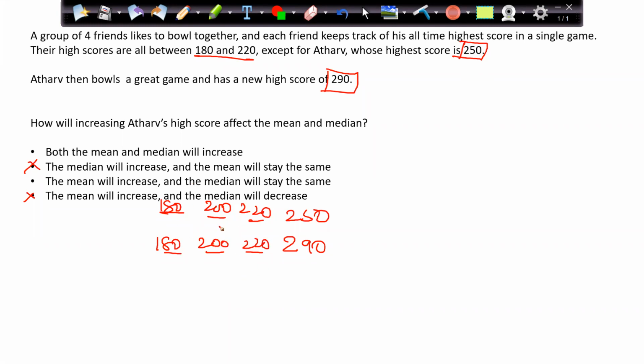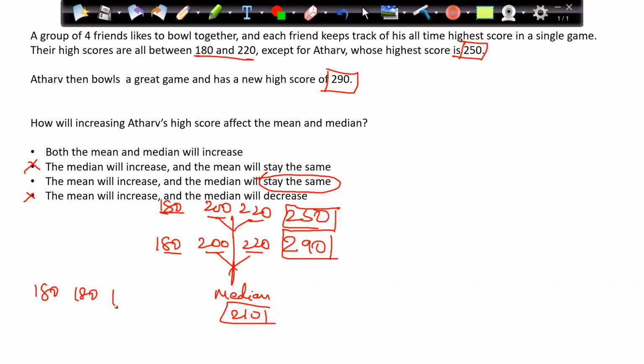Same here, 180, 200, 220. I can give any value, right? Because it can be any. That really does not matter to me, because the most important thing is this point, which is going to impact me. Now, if I want to find the median in both data sets, the median is going to remain the same, which is 210, right? So obviously my median will stay the same. And consider any scenario, whether you are putting 180, 180, 180, 250, 290, 180, 180, 180. You consider any scenario here, my median will remain the same in any case. So this is my correct answer.